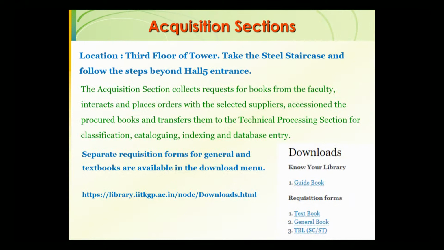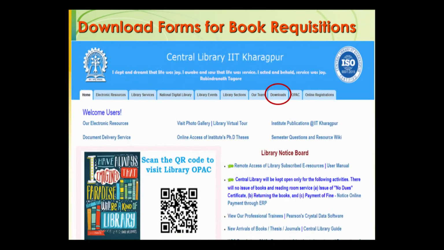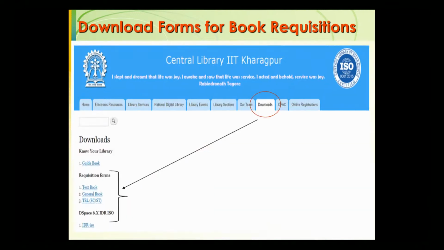There are many sections. The acquisition section is where books are purchased, processed and displayed in the racks. This is the download form for book requisition. Suppose you are a student and you need a book whose cost is too high. It is difficult to purchase it yourself. So you can download this form, fill it up, and request your faculty advisor. If the faculty advisor recommends this book for buying by the central library and sends it to the library, then the library can buy it for you.